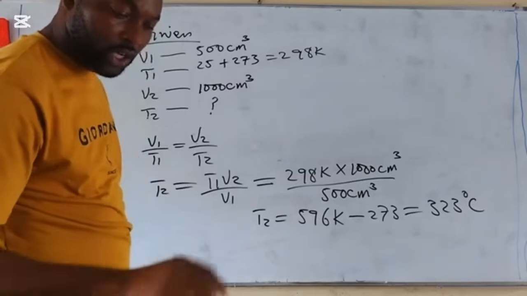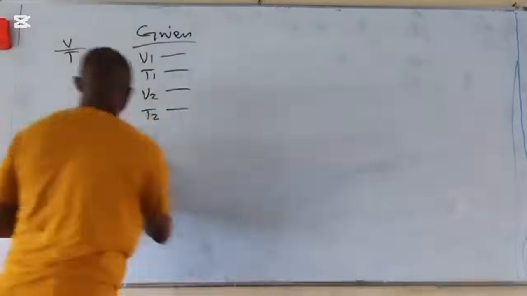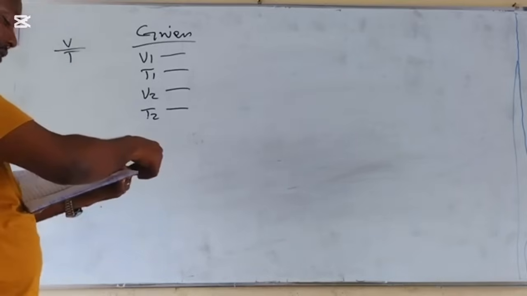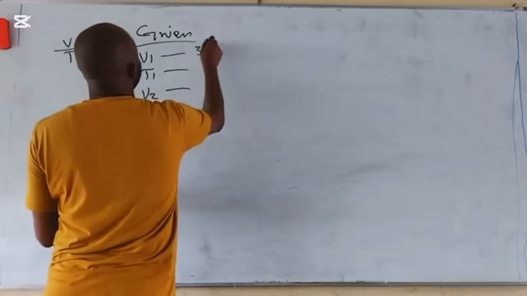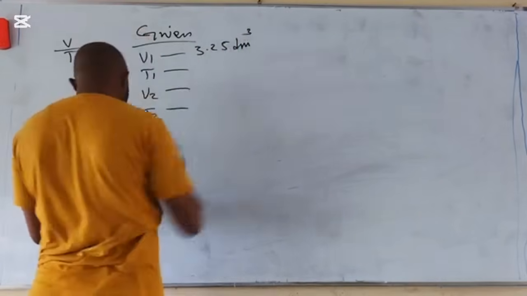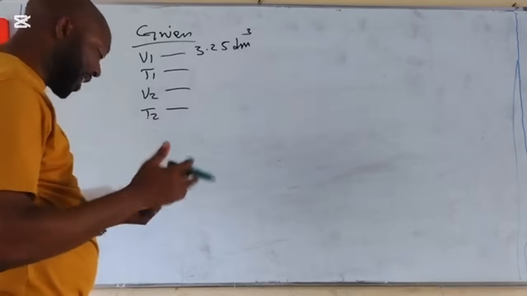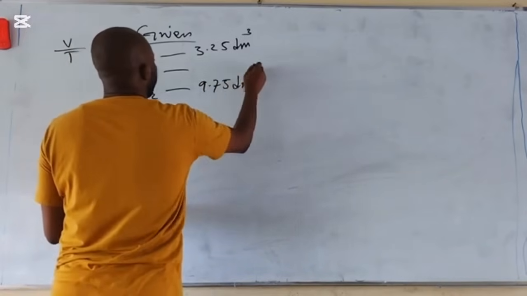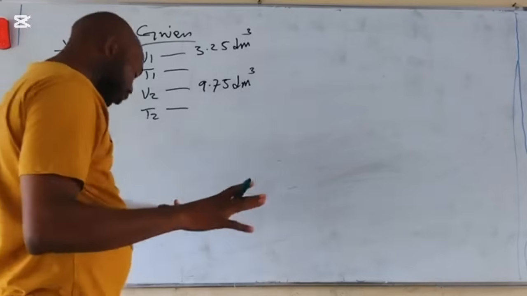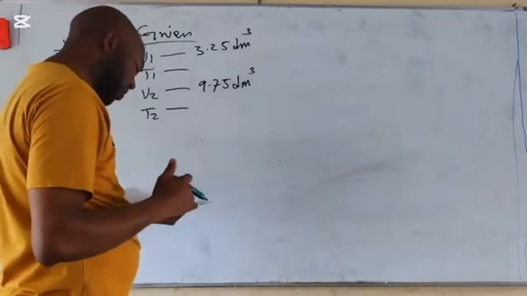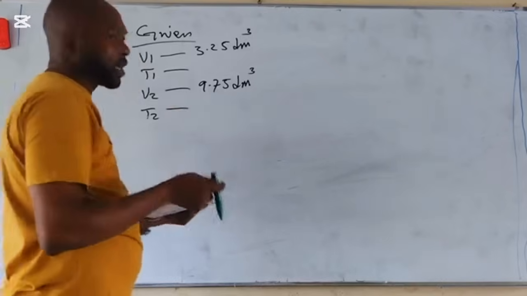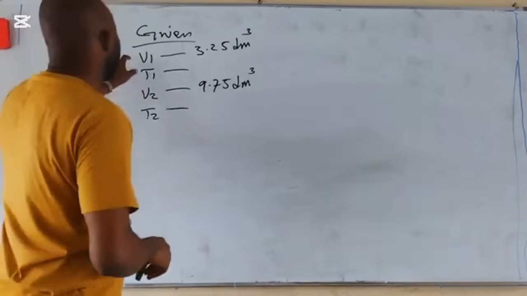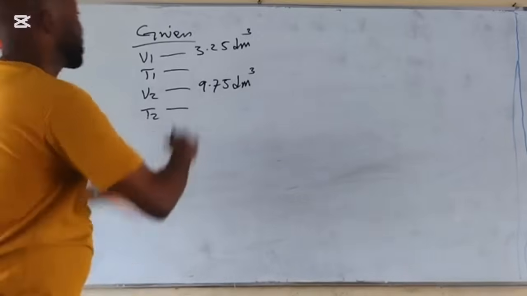Okay, let's proceed to the third question. It says a gas sample with initial volume 3.25 dm cube is heated and allowed to expand to 9.75 dm cube at constant pressure. What is the ratio of the final absolute temperature to the initial absolute temperature? So this is important. We're looking for the ratio of the initial and final temperature. This is all that is given to us.